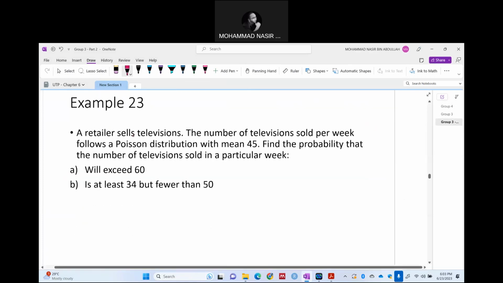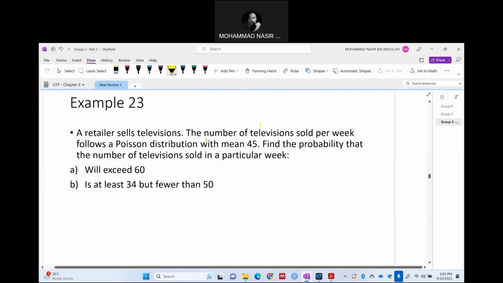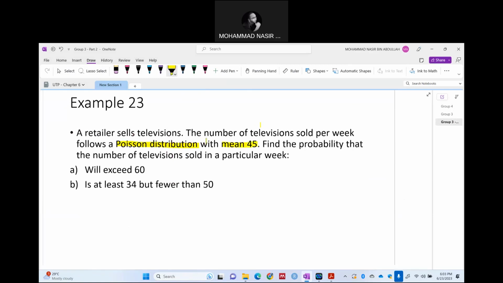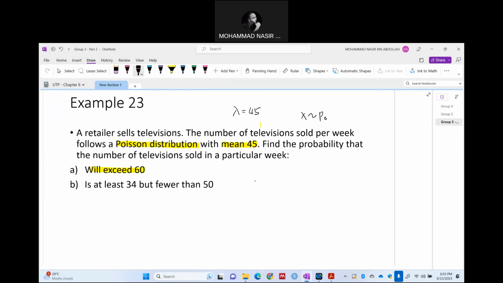So now let's look at example number 23. A retailer sells televisions. The number of televisions sold per week follows a Poisson distribution with mean equal to 45. Find the probability that the number of televisions sold in a particular week will exceed 60. So here we have lambda equal to 45. X is the number of televisions sold, having a Poisson distribution, lambda equal to 45. So based on our requirement, when lambda is more than 5, we can use normal approximation.